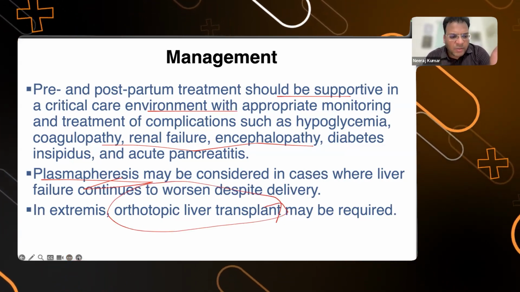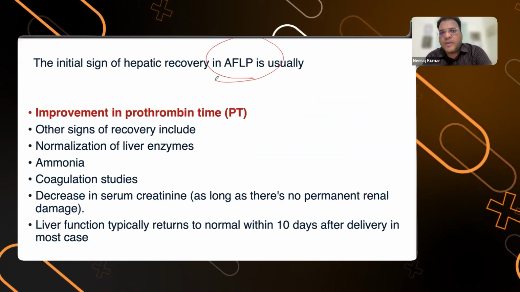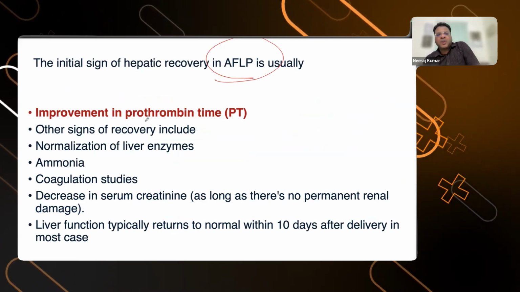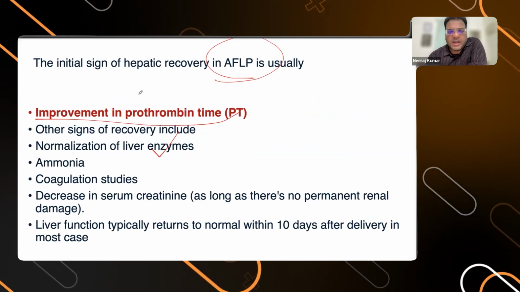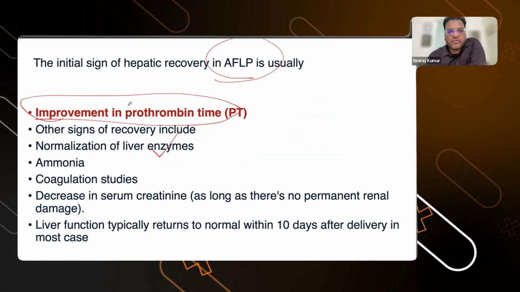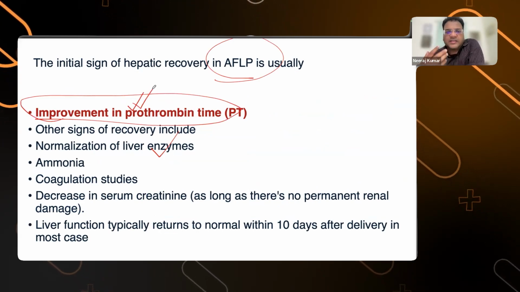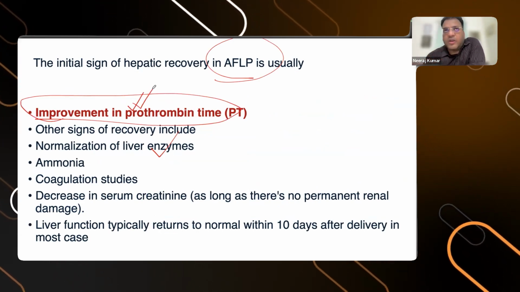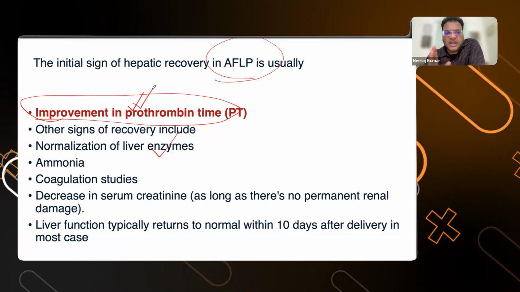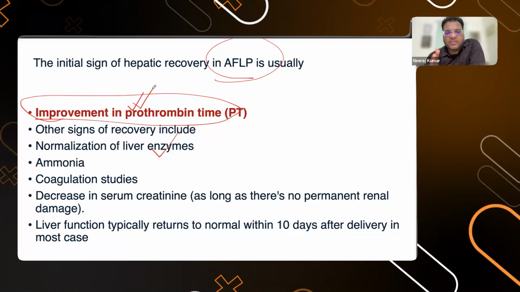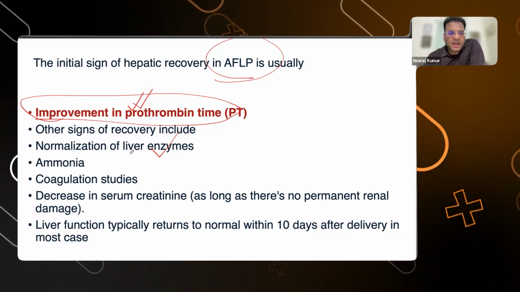Okay. Now coming to the next: what are the initial signs of hepatic recovery? The initial sign of hepatic recovery is normalization of the liver enzymes. First is improvement in the prothrombin time. I think this is the most important aspect, the earliest sign of hepatic recovery. So if your patient is showing improvement in the prothrombin time, then I think it will be the best. Then normalization of the liver enzymes, ammonia, coagulation status, and then a decrease in serum creatinine as well.